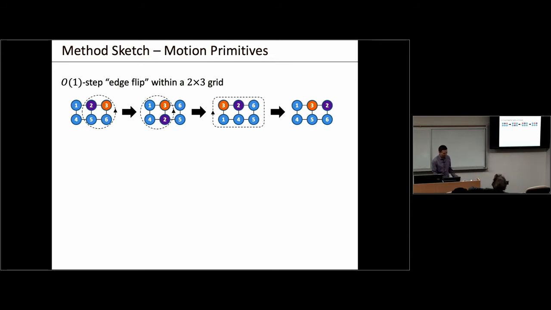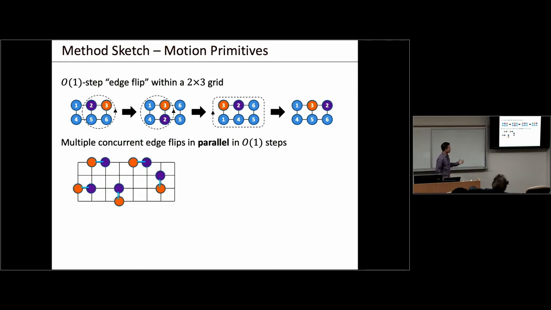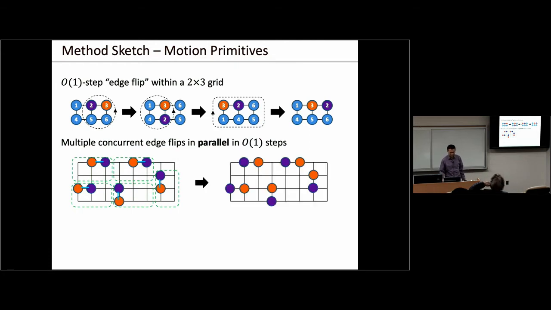Now, once we have this, it turns out that we can do multiple of these in parallel. Like in such a setting, right? If we want to flip all these, we can put them into their individual 2 by 3 grid and do all these things in parallel and flip all of them. So we can get this again using a constant number of steps. In this case, of course, it's 3 steps. In this case, again, you can do this in 3 steps.